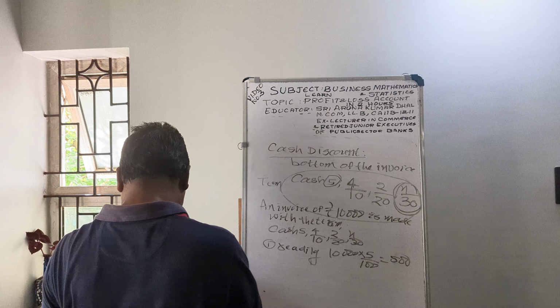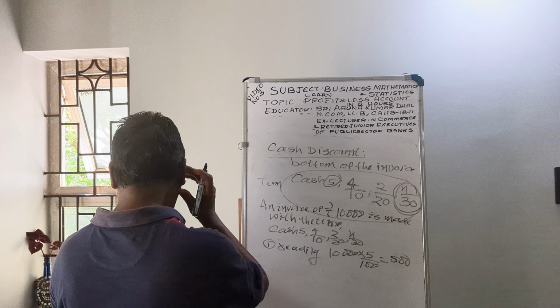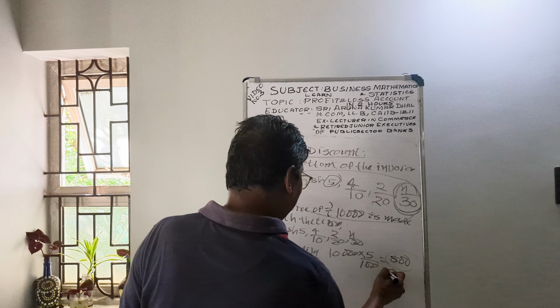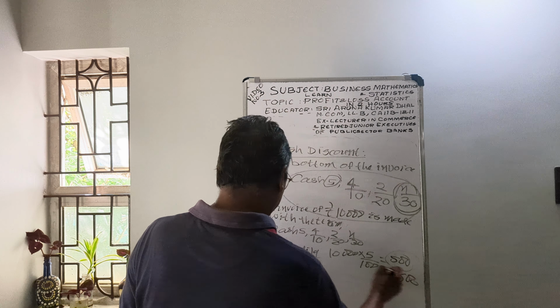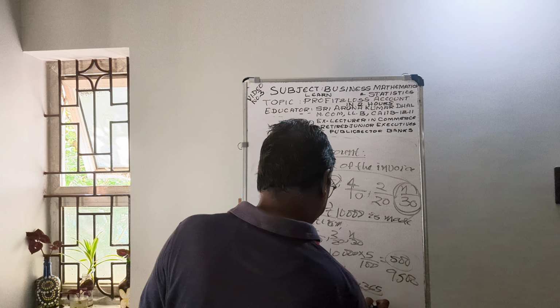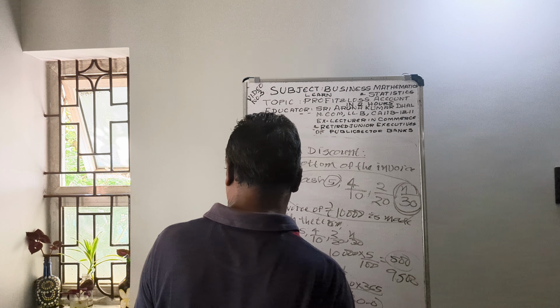Second, if he pays within 9 days, here we can calculate the rate of interest. He gets 500 rupees discount and has to pay 9,500. So the rate of interest is equal to cash discount, that is 500 into 100 into 365 divided by 9,500 into 30 minus 0, because 0 is immediately paying. The answer is 64% interest.